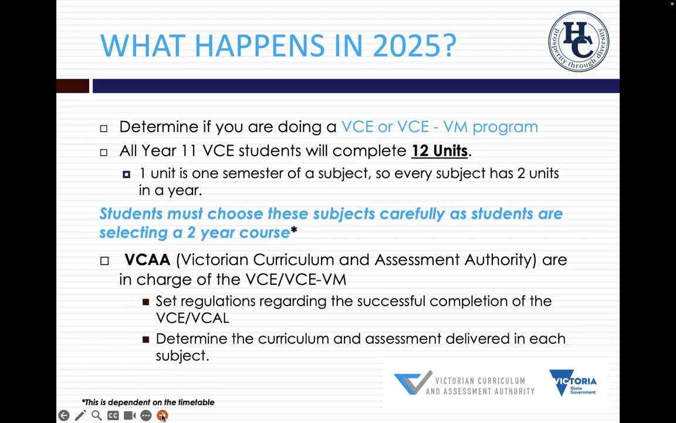Now, the VCE is a program which sits within the Victorian Curriculum and Assessment Authority, and they oversee the program, which means they are the ones who set the regulations about what it means to be successful in completing your VCE or your VCE VM, which is formerly known as VCAL. And they can determine the types of things that are included in the curriculum, so the key skills and key knowledge for each of your subjects, and the way that we assess each of these subjects.